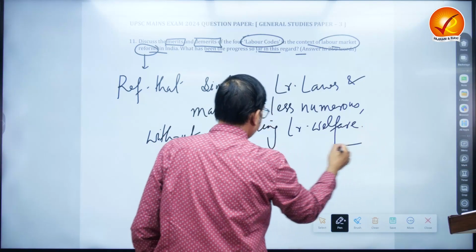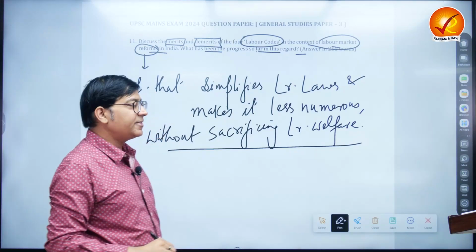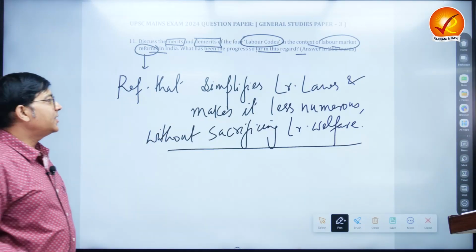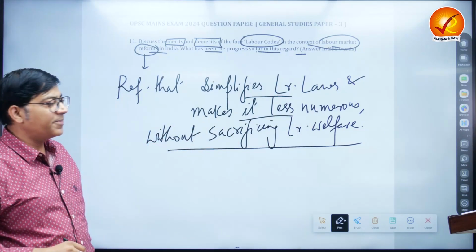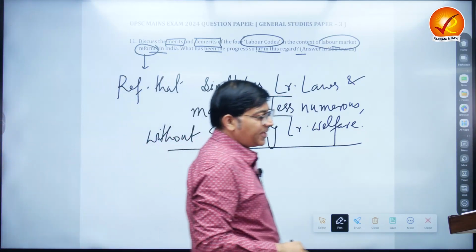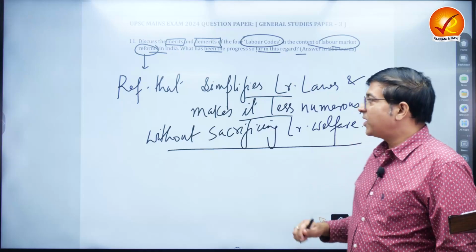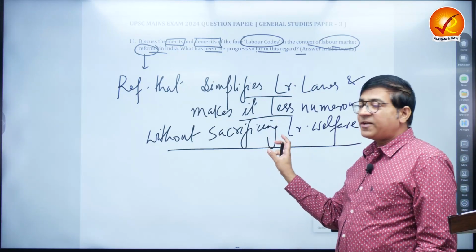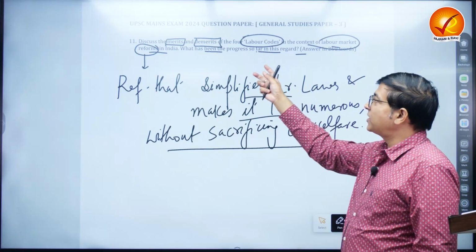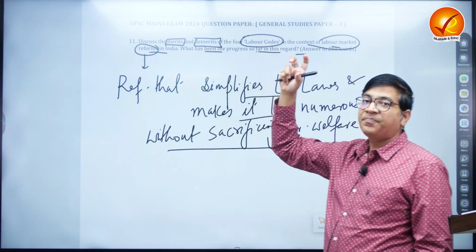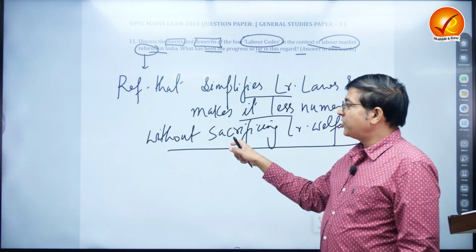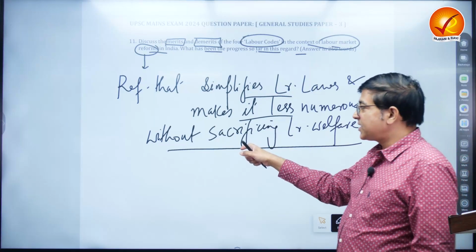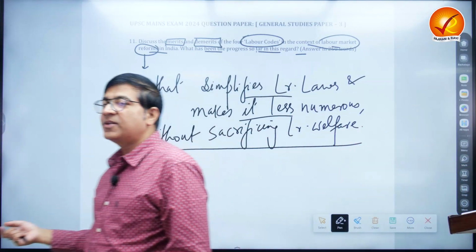I would say this last phrase is very, very important in the sense that there is no point simplifying labor laws or reducing the number if labor welfare is being sacrificed. Remember, you are creating a platform for the second part of the answer. Since you have to talk about demerits also, you can create a good structure of your answer in this manner. Okay.